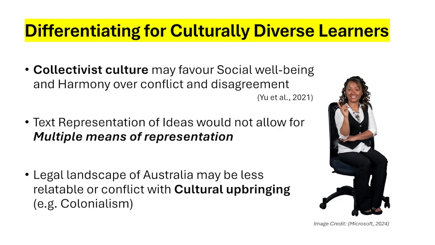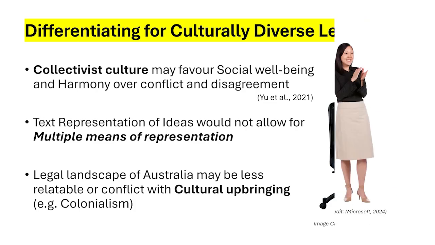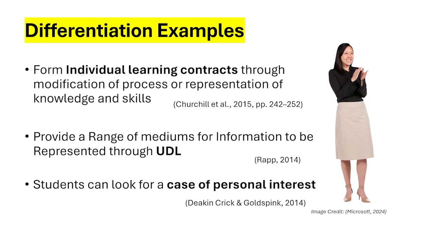Text representation of laws can also be problematic if English literacy is not at a certain level, and the nature of how Australia's laws were formed is actually steeped in colonialism, which may conflict with certain cultural views such as First Nations people. To better contextualise the learning for these students, we can have learners choose a case of personal interest for them and create individual learning contracts where assessments are modified to suit the learner's interests. We can also present information in multiple ways through universal design for learning.